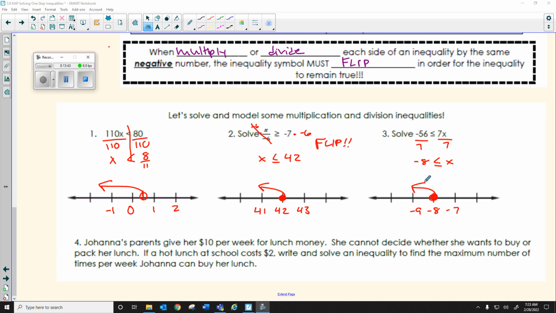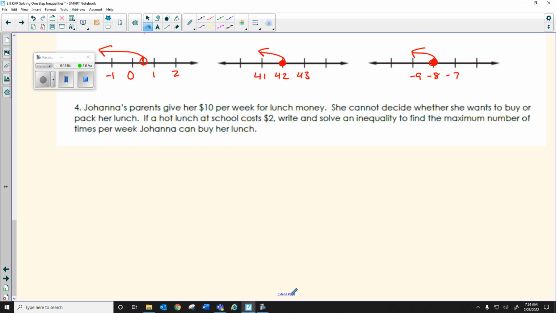Again, if you're ever unsure if you have the right answer, pick a number from that solution set and test it out. If you're ever unsure, just check it out. When in doubt, check it out. I don't know. All right.